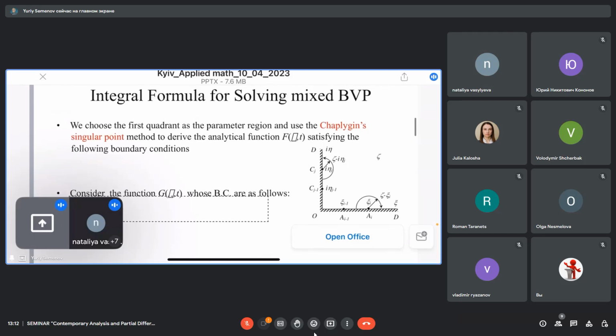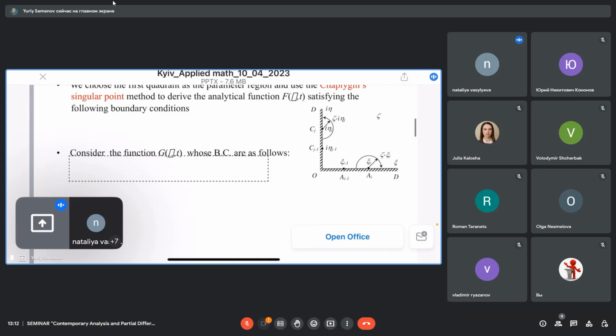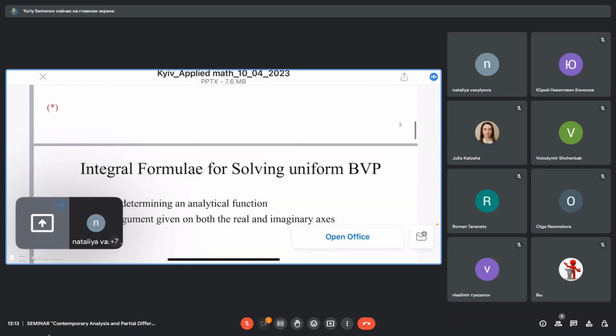So I derived two integral formulas. One formula solves a mixed boundary value problem. It means that on the real part of the first quadrant the argument of the complex function is given, and on the imaginary axis of the first quadrant the magnitude of the complex function is given, some arbitrary function. Finally, we can find an integral equation which provides a complex function which satisfies the given boundary conditions.